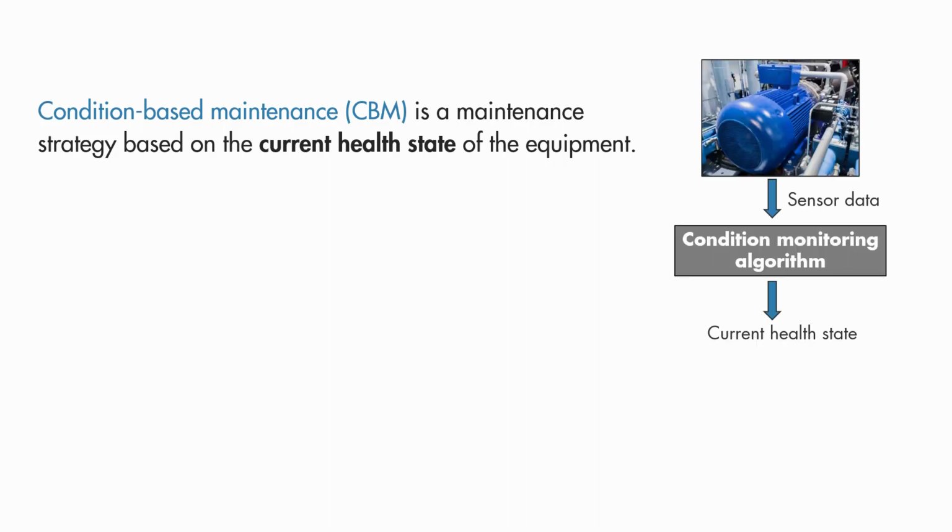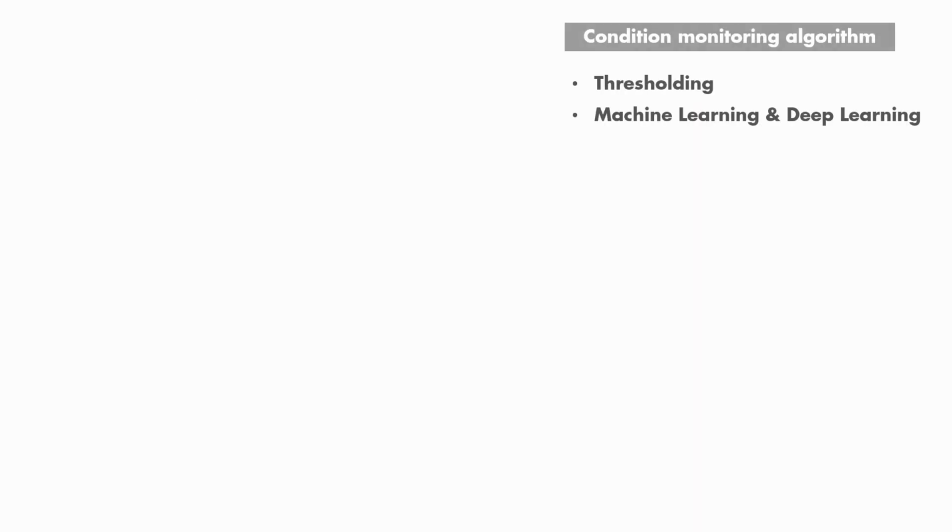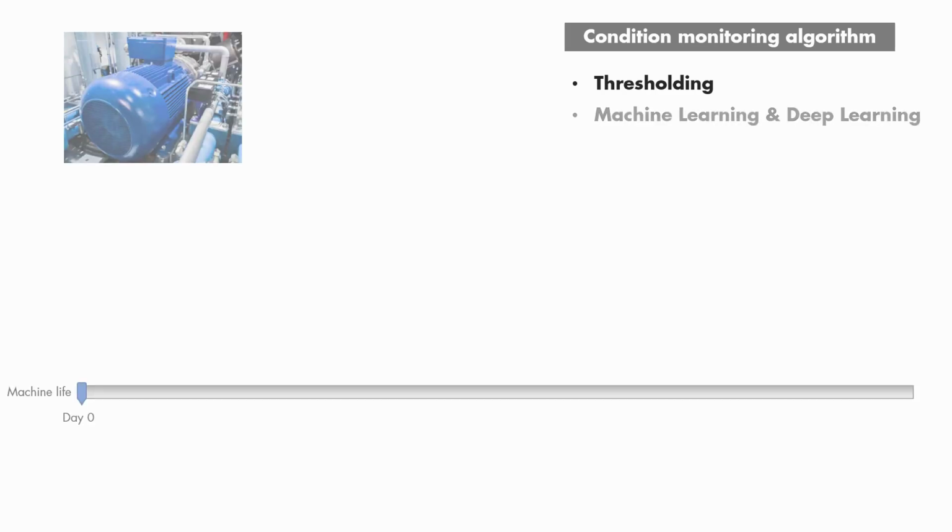An algorithm computes the current health condition using sensor data collected from the equipment. Unless the current health state indicates faulty behavior, we continue operating the equipment. But if it does, then we schedule maintenance. The algorithm we use for detecting faulty behavior or failure can vary from simple thresholding to more complex machine learning and deep learning algorithms. Let's take a look at a simplistic thresholding example.